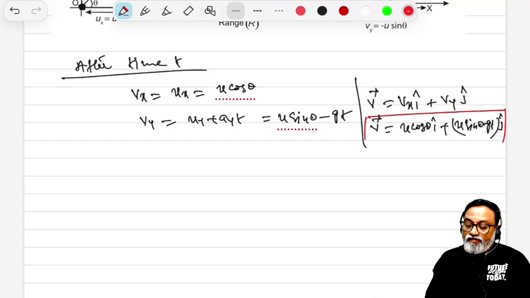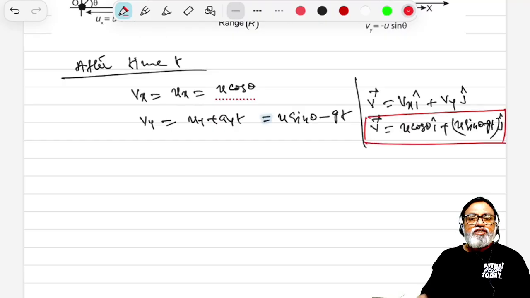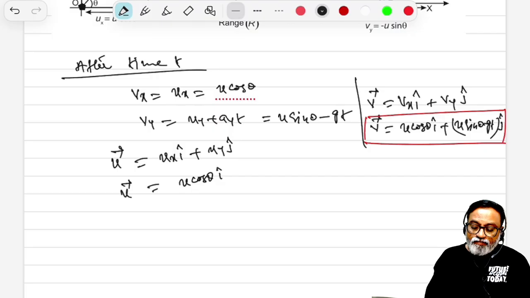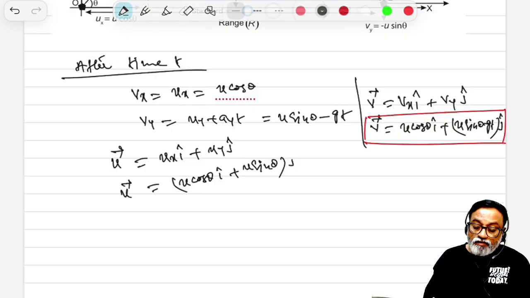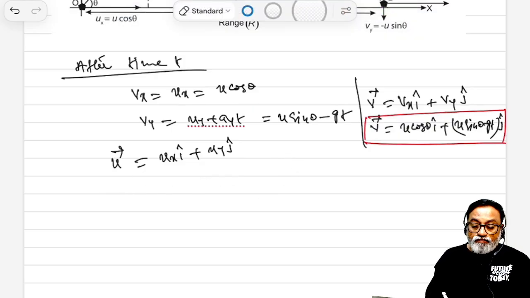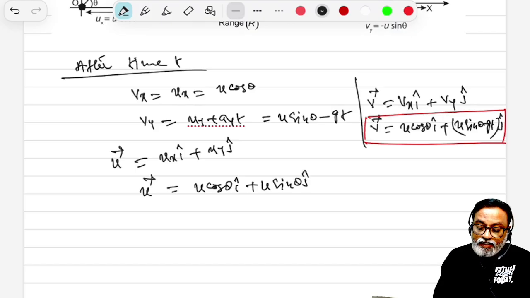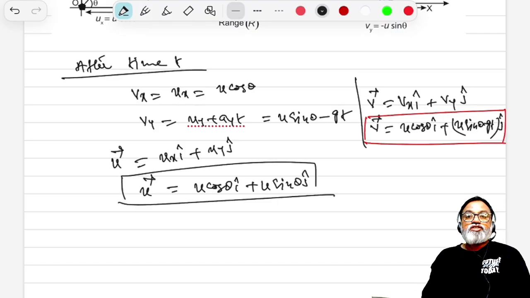This is the velocity vector after t seconds. We can consider this as the final velocity vector. Whereas initial velocity vector U bar is equal to Ux i cap plus Uy j cap. Therefore, U bar is equal to U cos theta i cap plus U sin theta j cap. This is the initial velocity vector.